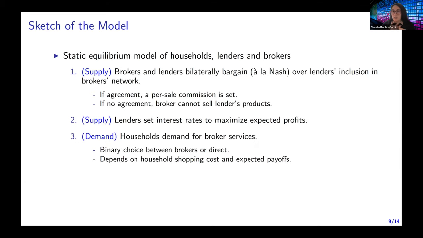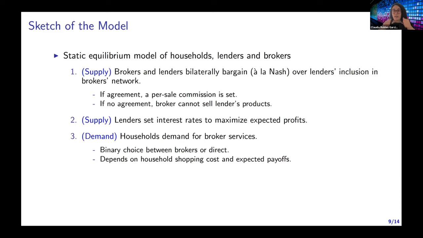On the demand side, we're going to have households, and households are going to face two sequential decisions. First, households are going to choose whether they're going to go directly to the banks, you could think of it as searching themselves, or they're going to delegate this process and hire a broker. If they decide to hire a broker, then they're going to make the decision with the broker. If they decide to search themselves, they're going to have to pay a shopping cost. This choice is going to depend on the shopping cost of consumers, as well as the expected payoffs of going directly to the banks as opposed to the brokers.